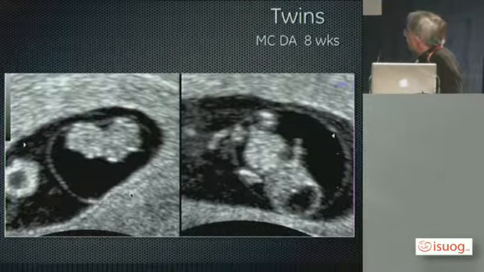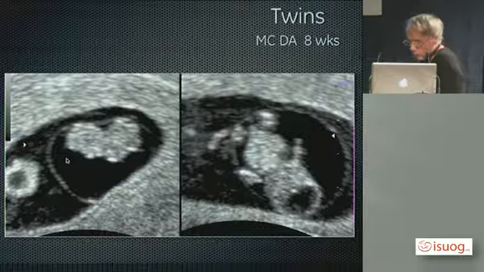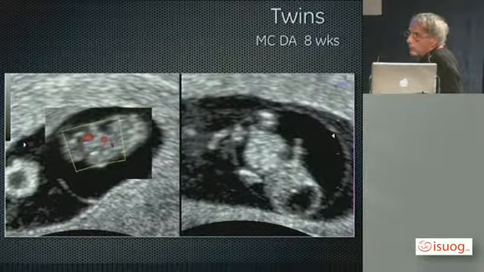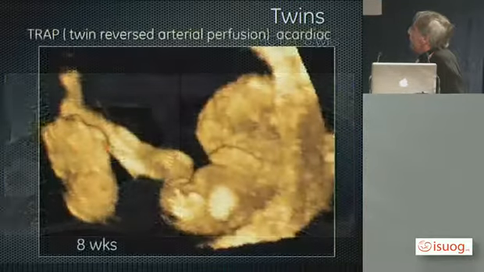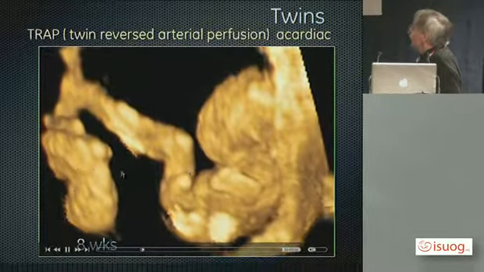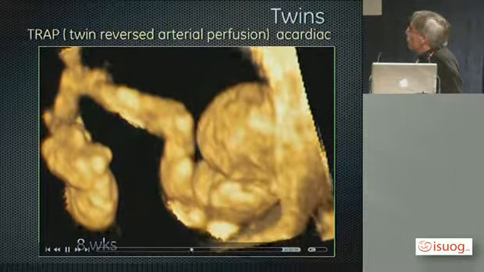This is another case. At 8 weeks of pregnancy, this was normal. This one was dead, no heartbeat. But if you use color Doppler, you can see a flow inside. And it was a TRAP syndrome, a twin reversed arterial perfusion with an acardiac. This is acardiac, and you can see the connection between the 2 cords.